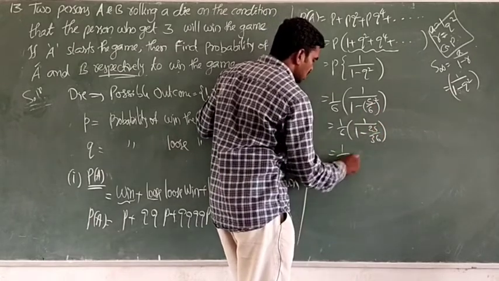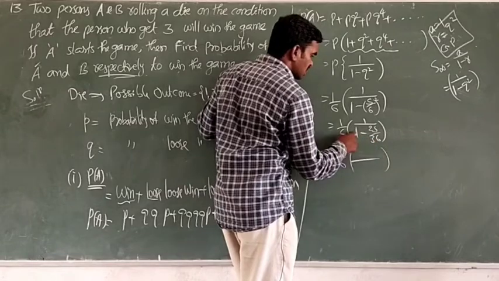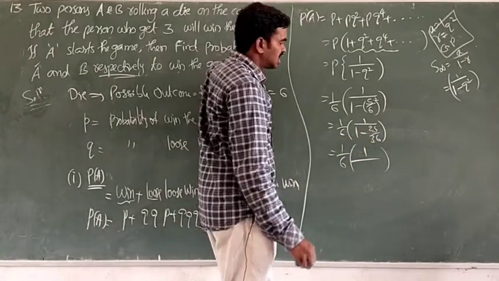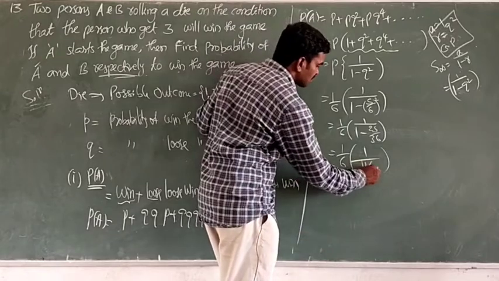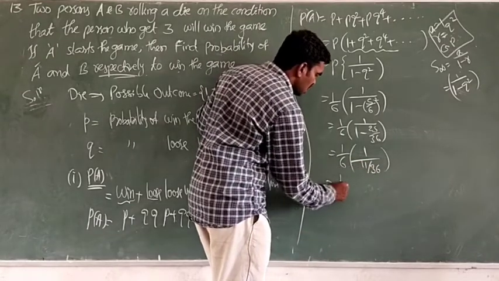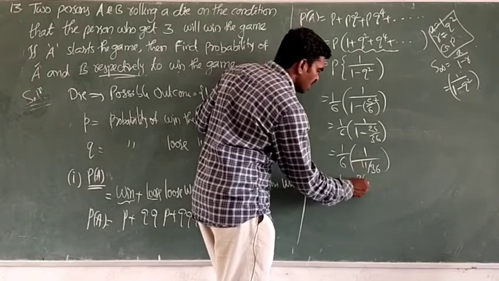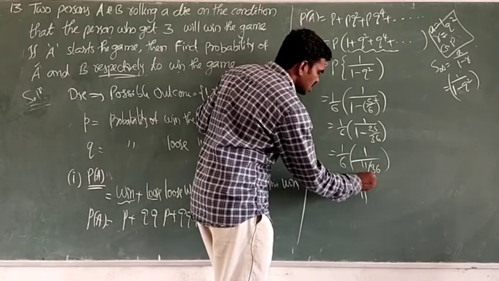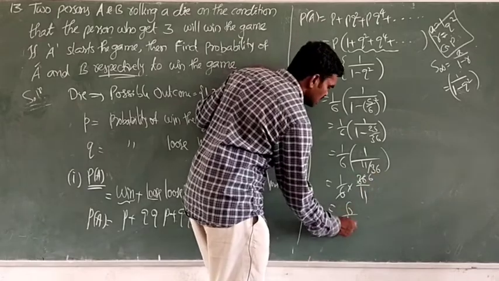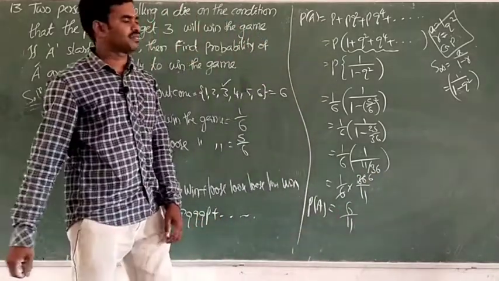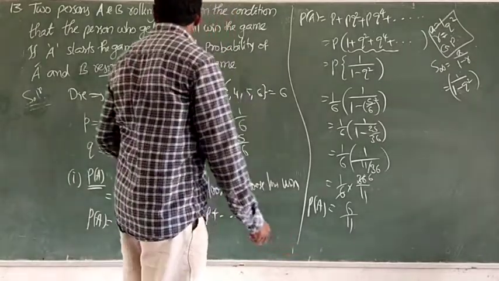1 by 6 into 1 by 36, 36 minus 25. How much? 36 minus 25 is 11. 11 by 36. So 1 by 6 into, here the denominator comes as reciprocal, you get 36 by 11. 6 cancels with 6. So 6 by 11 is the probability of A. So winning of A is 6 by 11. That's it. Sir, how to do the second question?